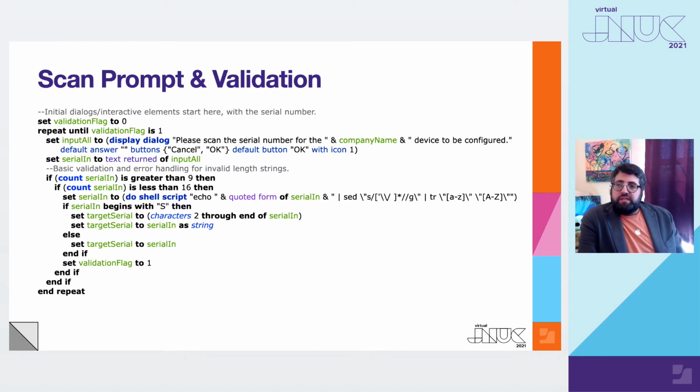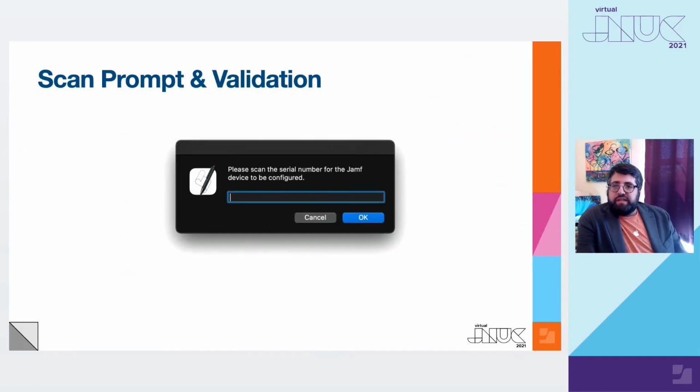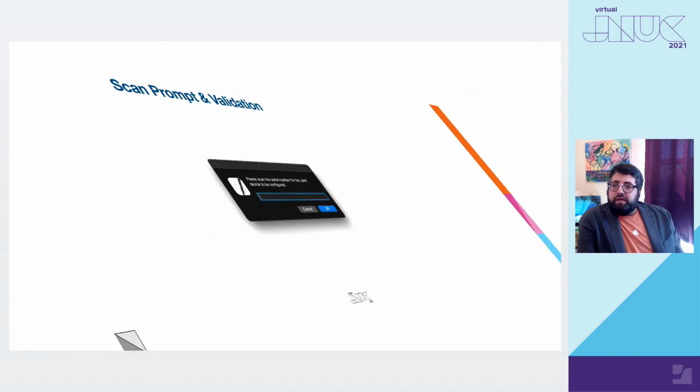So this scan prompt is going to make sure that the serial number coming in is between 10 and 15 characters. And also it's getting rid of that leading S. We'll come back to that in a second. This is what the technician sees, though. It's just a window, and all they have to do is pull the trigger on the scanner gun, and that device identifier goes in.